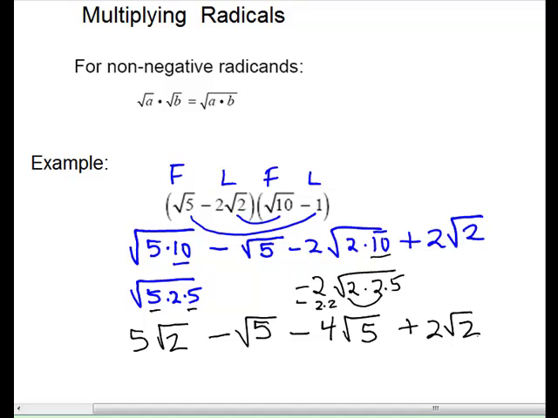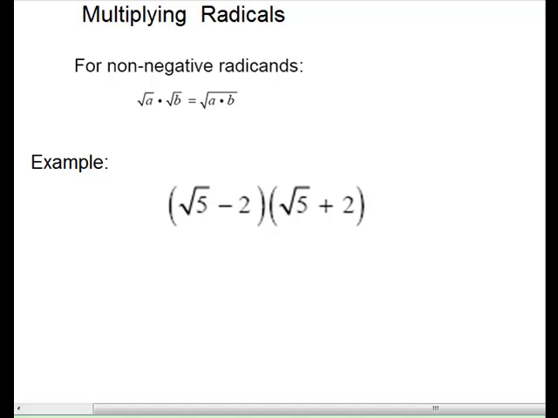Now let's look for like radicals. The square roots of 2 are like radicals. Remember to combine them. You're going to combine the numbers on the outside. So 5 plus 2 will give us 7. You keep one copy of the radical. The square roots of 5 are also like radicals. Work with the numbers outside, so we have a -1 and a -4 to give us -5, and you keep the radical just like it is.